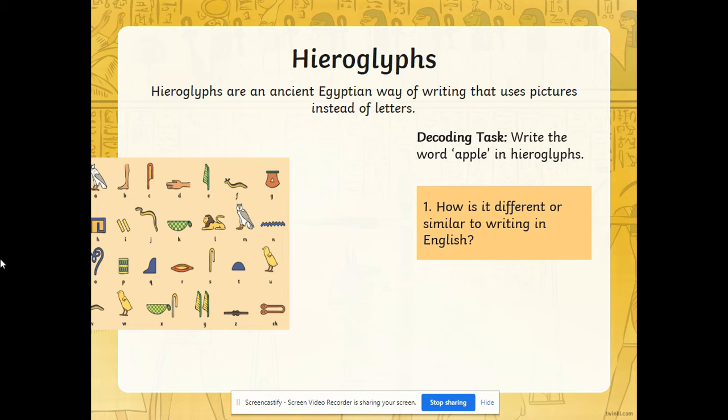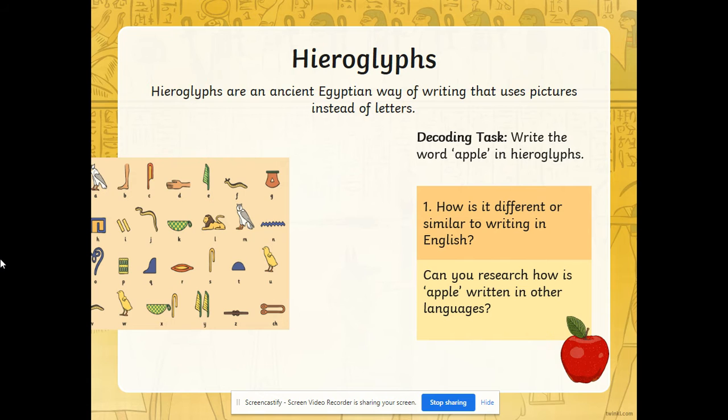Now I want you to consider, how is it different or similar to writing in English? And can you research how apple is written in other languages? So I want you to pause now and think about the similarities to writing in English, but also the differences. Is it easier? Is it harder? Why might that be the case? And then have a look and see whether you can find the word apple in different languages, such as German or Spanish or Portuguese or Arabic or Chinese Mandarin, etc. Pause now and have a go at that.